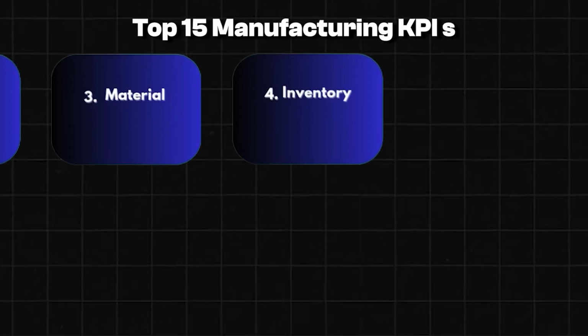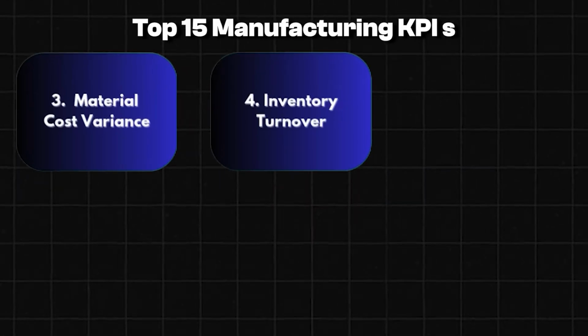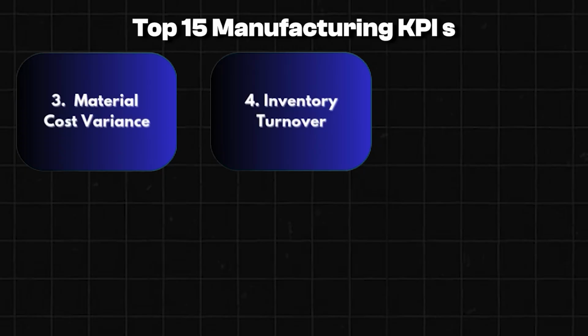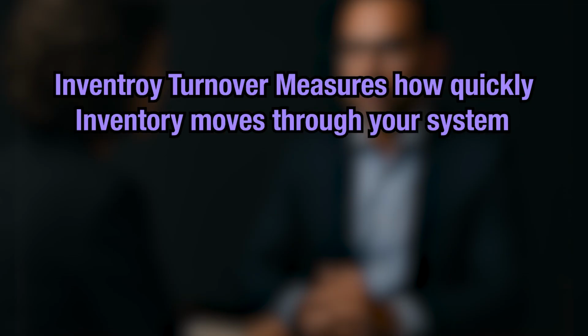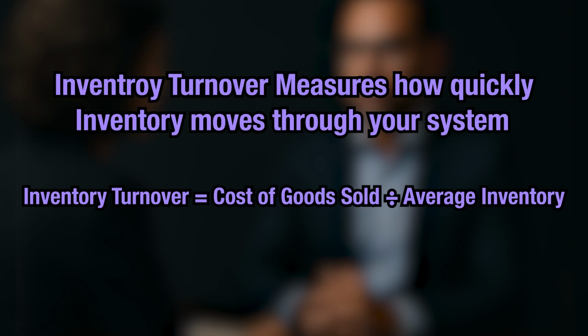Now, material efficiency is one thing, but what about managing inventory smartly? That brings us to our KPI number four, which is the inventory turnover ratio. This measures how quickly your inventory moves through the system. This is calculated by taking the cost of goods sold and dividing it by average inventory. A high inventory turnover usually means lean operations, but if the inventory turnover is too low, then it might be a case where you are overstocked and your working capital is tied up.